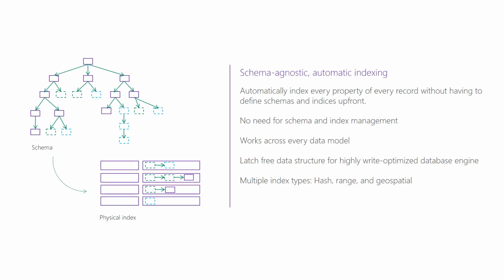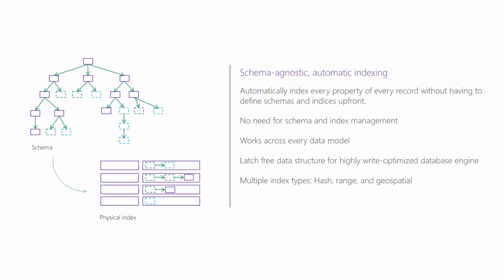In this video, let's take a look at Azure Cosmos DB's automatic indexing capabilities, as well as take a look at how you can tune and configure the index policy on your Azure Cosmos DB container. This is a really cool capability because Azure Cosmos DB gives you the unique ability to automatically index every property of every record without having to define schema or index upfront.